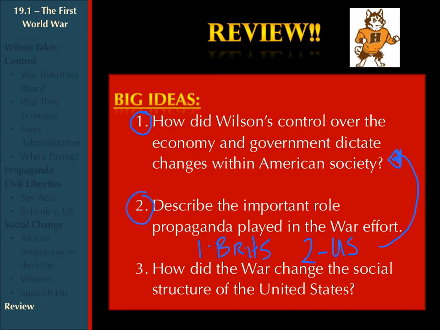And then third, how did the war change the social structure of the United States? You have the great migration of African Americans moving to the north. You have women and African Americans at greater numbers in jobs that they wouldn't normally be. And then you have the Spanish flu epidemic, which is changing the landscape of American society as people rich to poor are getting infected and dying. So it's really having a high turnover in the population rate.